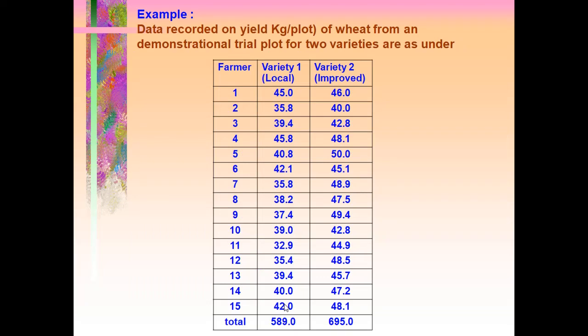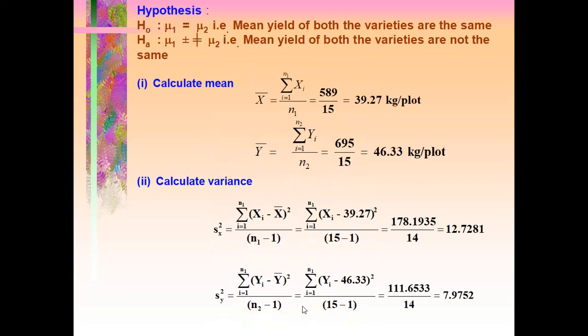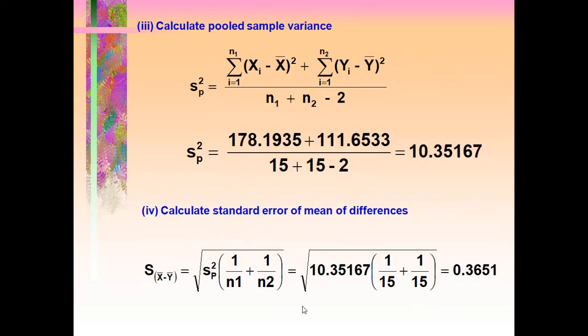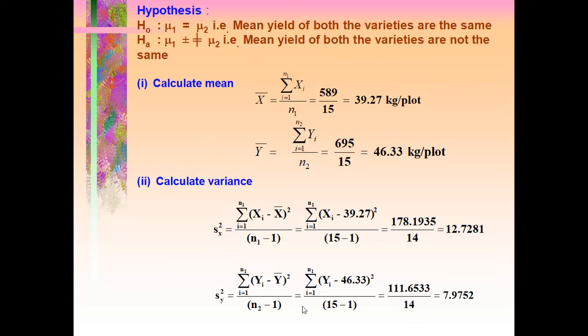So this is an example of a two sample independent t-test. Here you can see that we have about 15 samples of different farmers where they have grown the local variety and the improved variety. Now we want to test whether there is any significant difference between the performance of the local variety and the improved variety or not. So we set the hypothesis H naught: mu1 equals mu2, that is, the mean yield of both the varieties is the same, against the alternative that at least one is different.